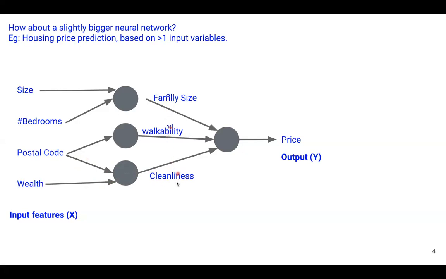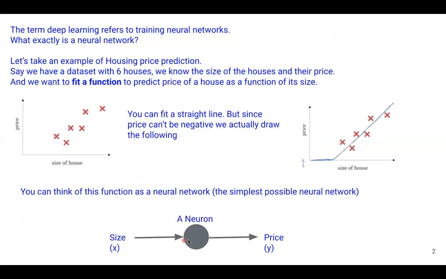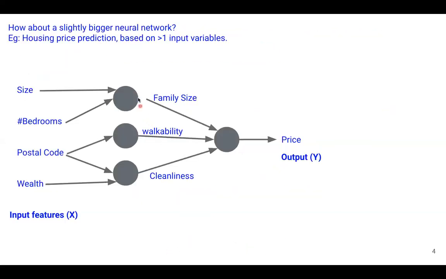These three factors are something that can influence the price of a house: family size that it can accommodate, walkability of the neighborhood, and cleanliness of the neighborhood. So this goes to another node, which is the output layer, which has only one node in this case, and this predicts the output. You already see that there is a difference between the previous case and this case, because this case has this one additional layer.